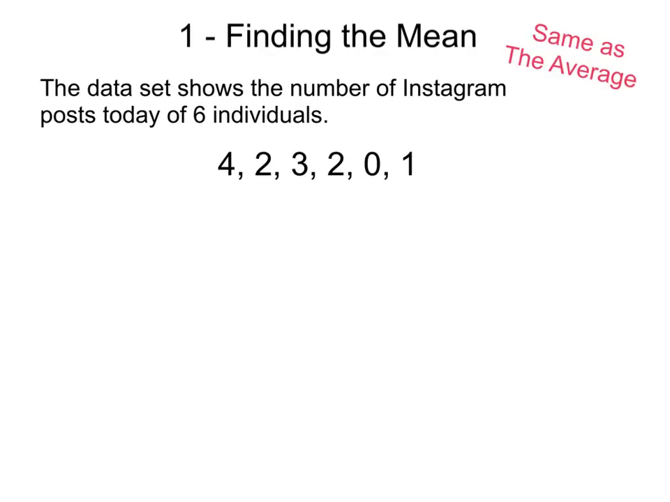This data shows the number of Instagram posts today of 6 individuals. So we have 6 different numbers: 4, 2, 3, 2, 0, and 1. Each of these are the number of posts: 4 posts, 2 posts, 3 posts, etc. So the first thing we want to do is to try to find the average of this data set. How we do that is finding it using this formula.